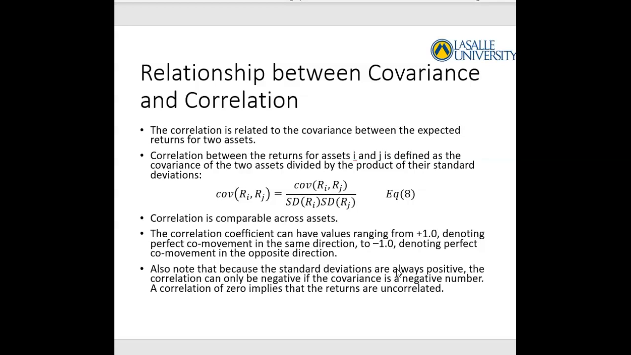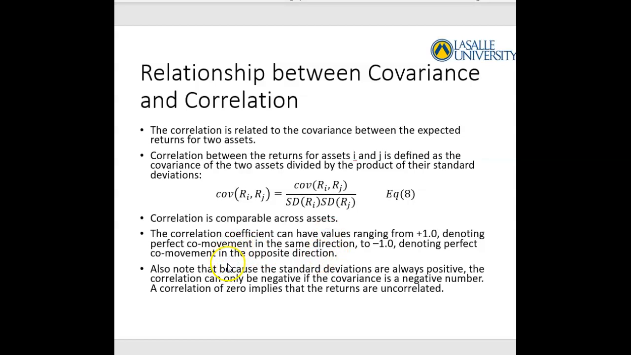So, for example, if I have two assets whose returns are measured in US dollars, and a third asset with returns measured in Canadian dollars, I cannot compare the covariance of two of these assets with the third asset because their units are different. But I can compare the correlation of the assets in US dollars with the assets in Canadian dollars because correlation is comparable across assets and it does not depend on the units of measurement.